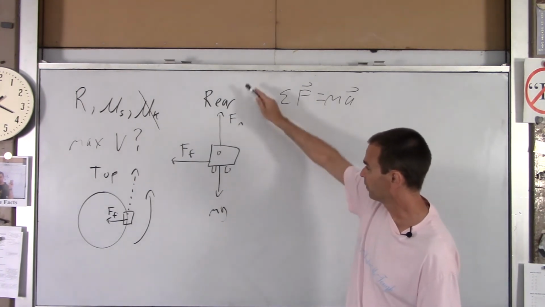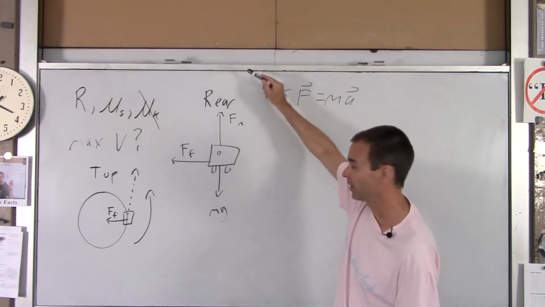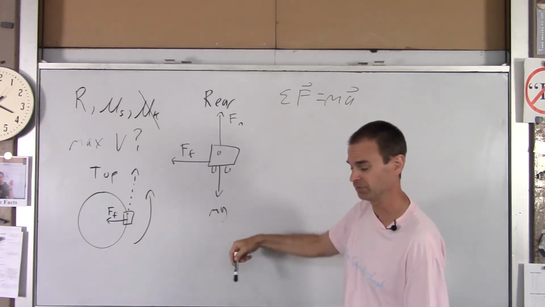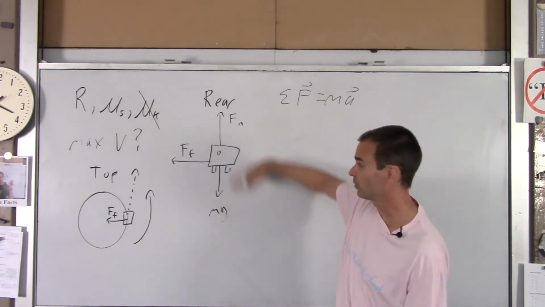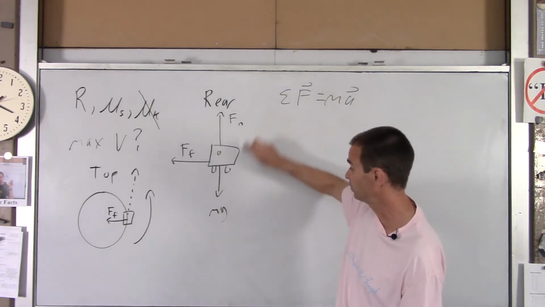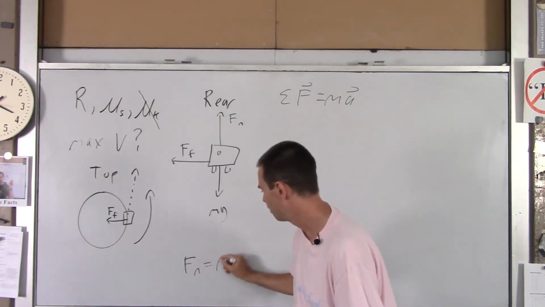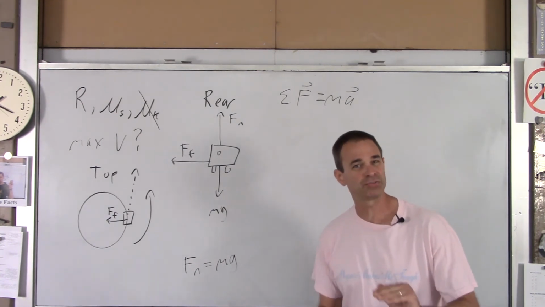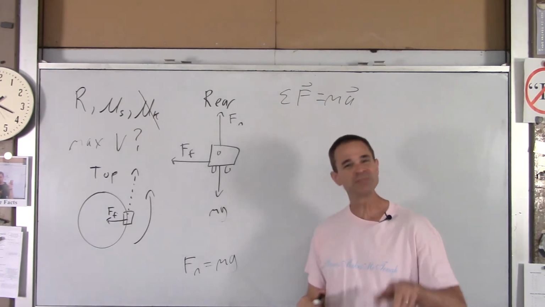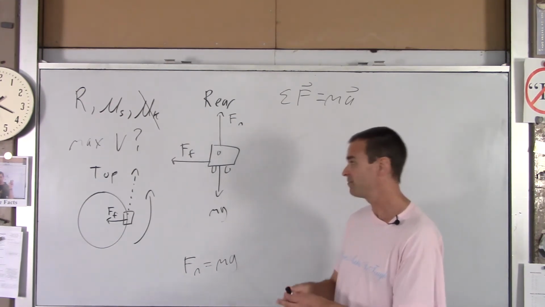The first one is the vertical direction. Now, the car is not accelerating up, nor is it accelerating down. It's not jumping off the road or crashing through the road. Therefore, we know the net force in the vertical direction is 0, meaning this and this are equal. So I will write that down here as just a reference. We know that Fn is going to equal mg in this special case.